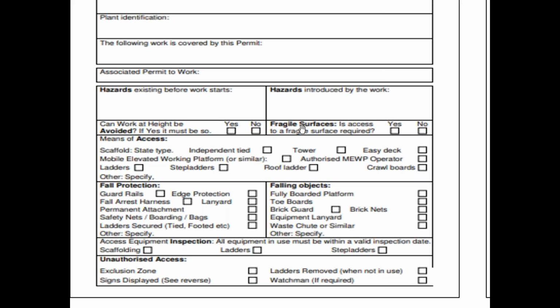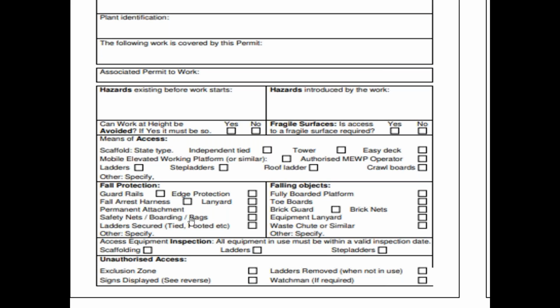So are these surfaces fragile? Then if it is yes, we have to take care of some other issues. So means of access may be from the scaffold, system type, independent type, tower, easy deck, then mobile elevated working platform, authorized operators, then ladders, step ladders, roof ladders, crawl boards, etc. So depending on the condition, again we have to tick the box for what exactly you are going to use for the means of access.